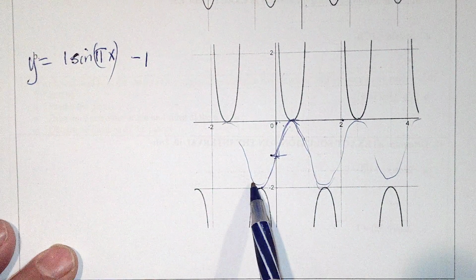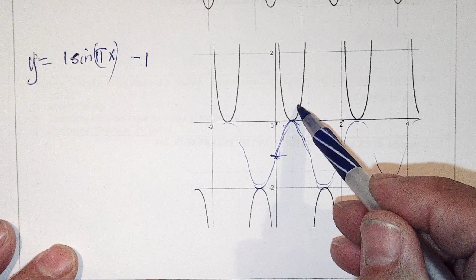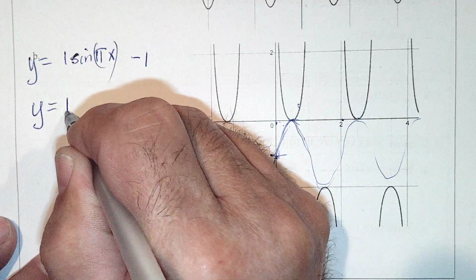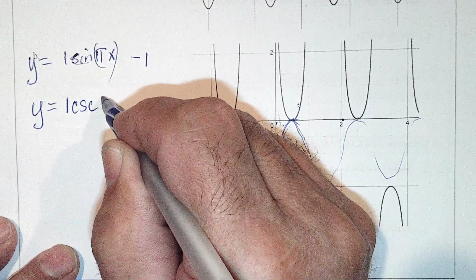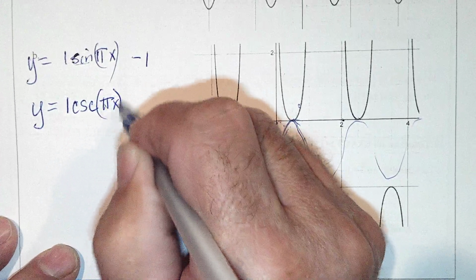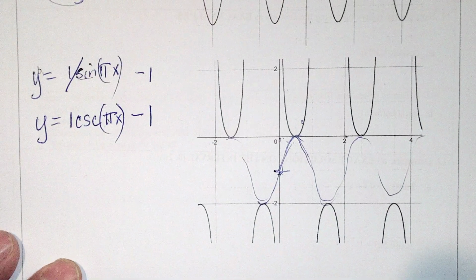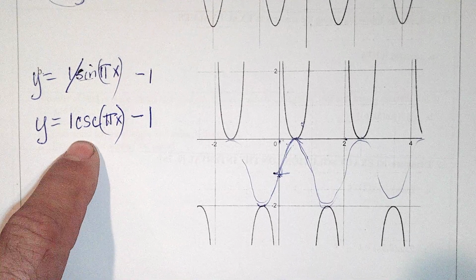Now I need to make it this curve and not this curve. So this is the reciprocal of the sine. So it would be y equals 1, not sine, but cosecant of pi x, minus 1. Or you could put a divide there, and that would also do it, if you do it on your calculator, if you do it in Desmos.